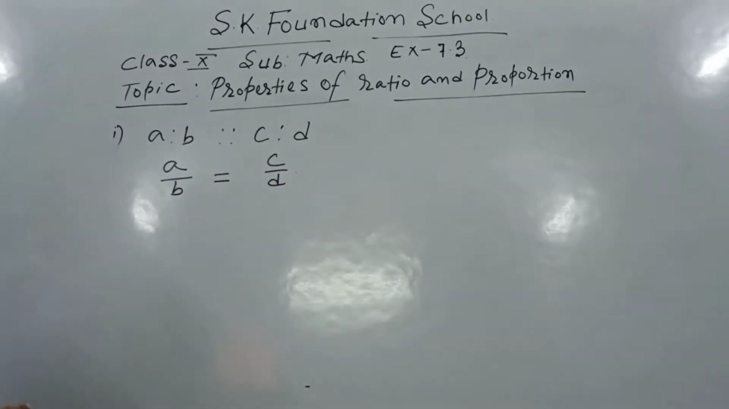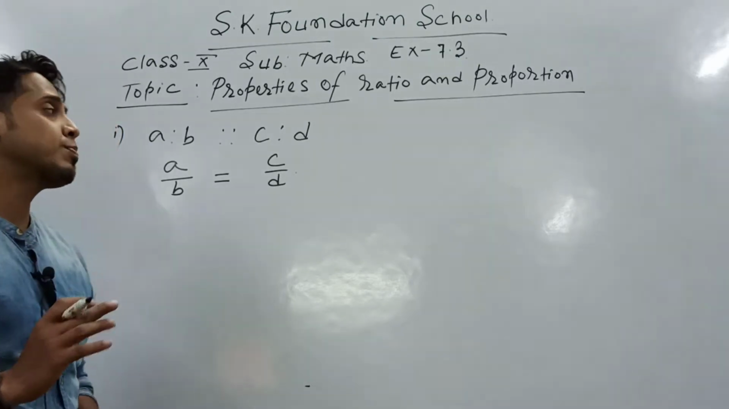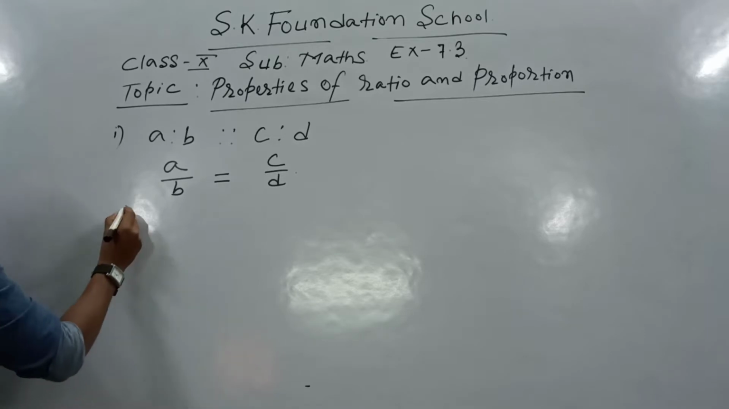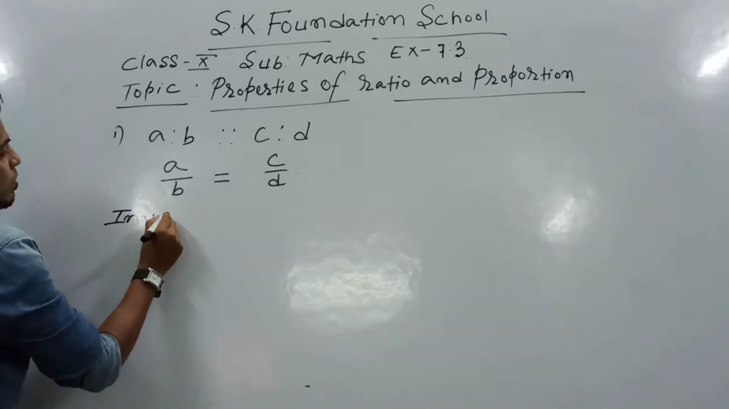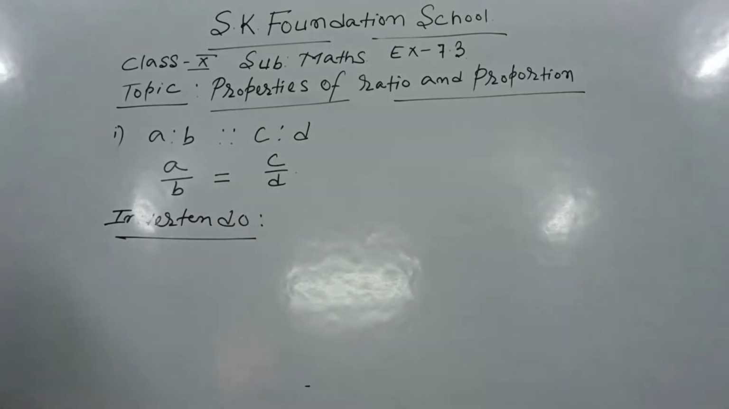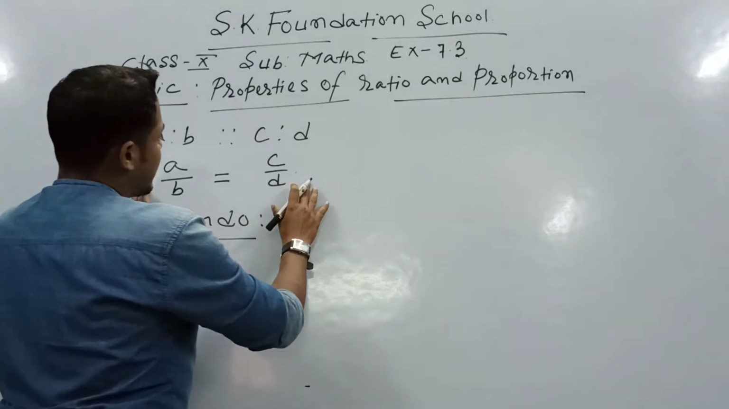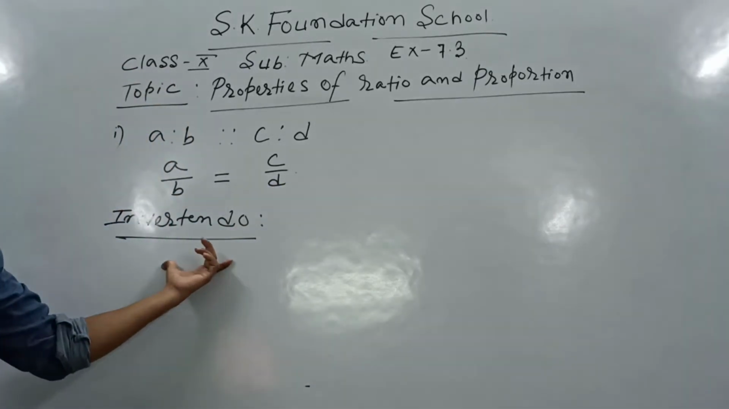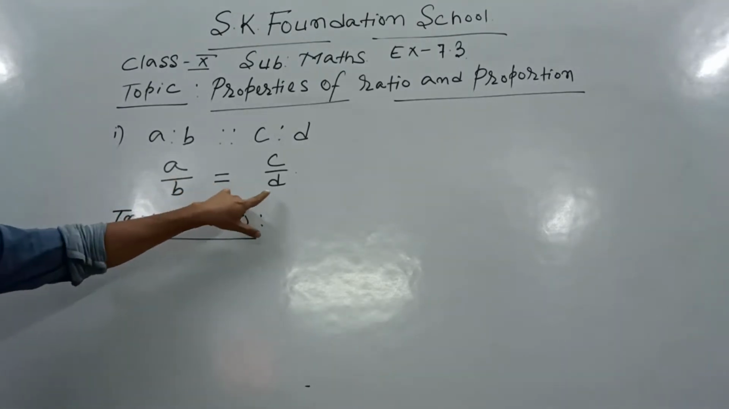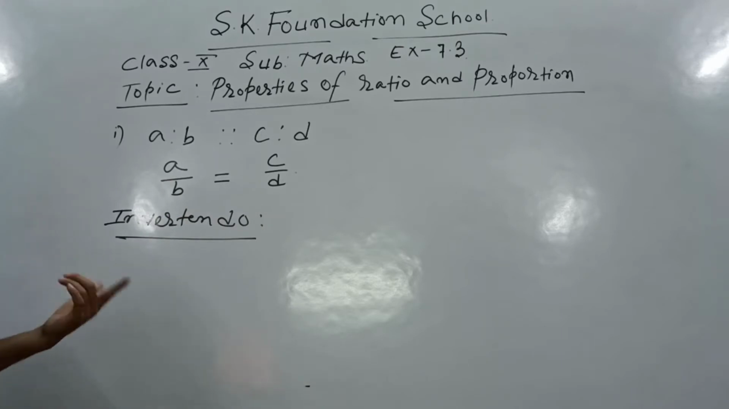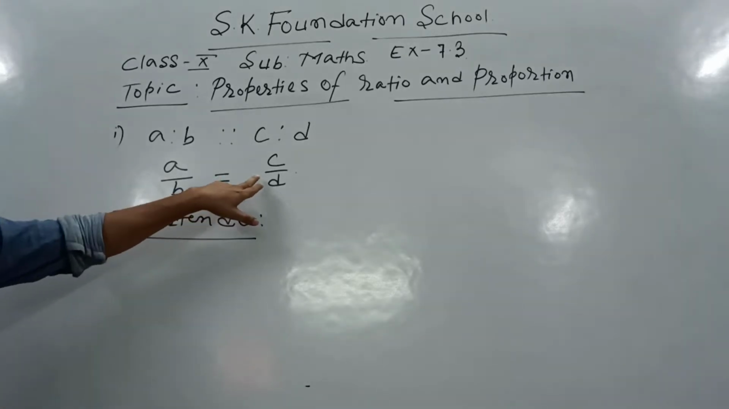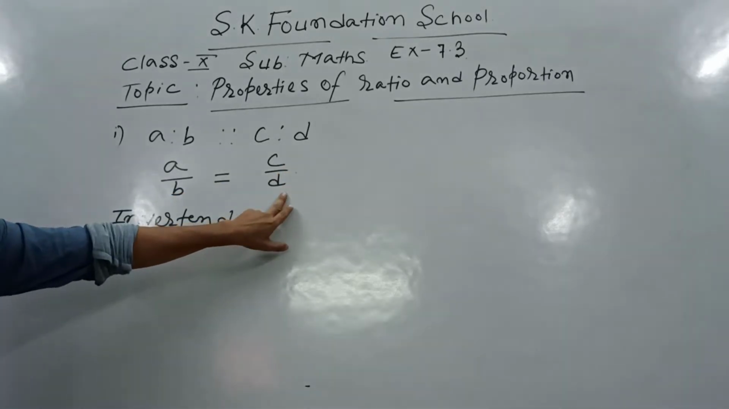So let's discuss the first property of ratio and proportion. The first property is inverted. What is inverted? In this kind of expression, A by B and C by D, if you apply this property, the expression totally changes, that means reverse. Here A is in the numerator and B in the denominator. On the right hand side, C is in the numerator and D is in the denominator.